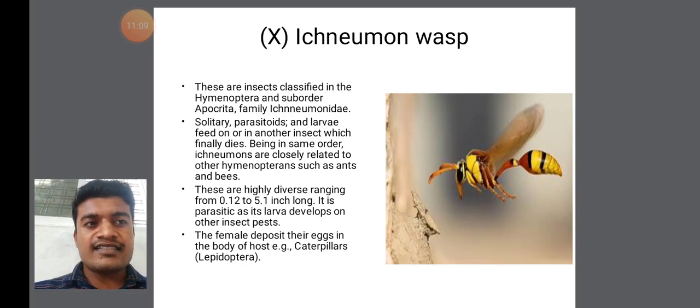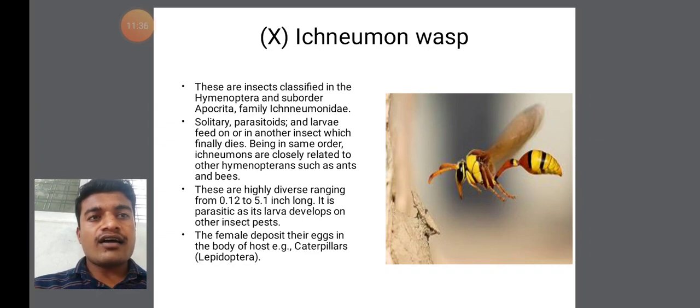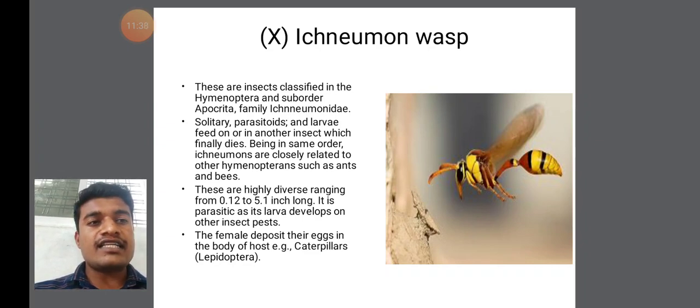Here on the right side the picture shows an ichneumon wasp, and it looks like a bee or another wasp of a similar family. These ichneumon wasps are highly diverse, ranging from 0.12 to 5.1 inches long. It is parasitic in nature. The larva develops on other insect pests.